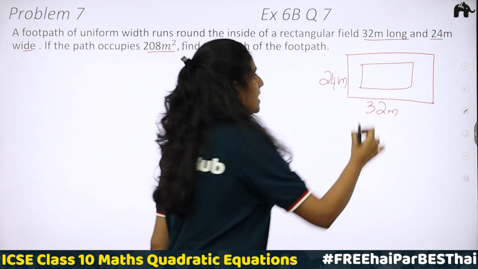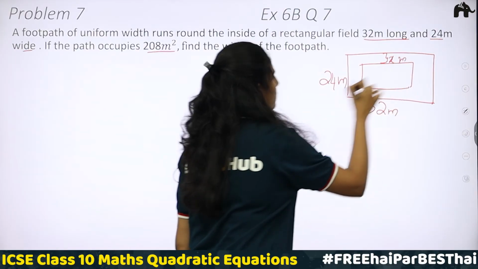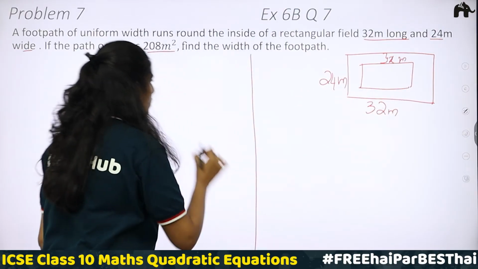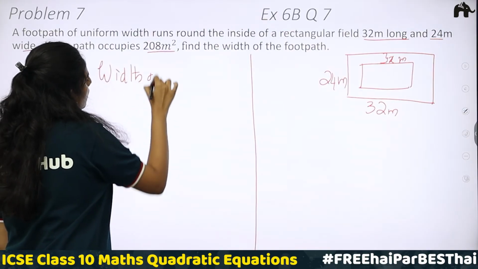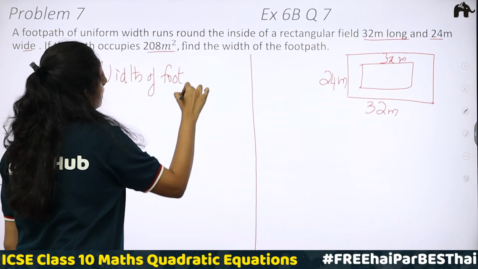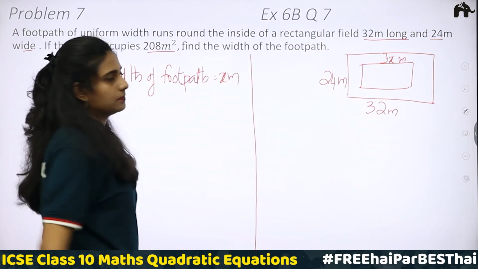Given that this rectangular field length is 32 meter and the width is 24 meter. Let us take this width is x meter. That is the width of footpath, width of footpath equal to x meter.